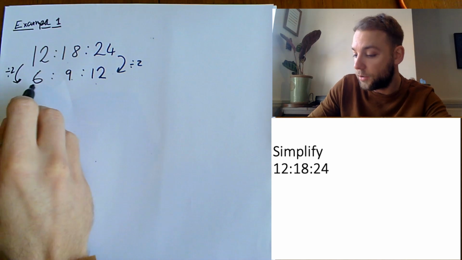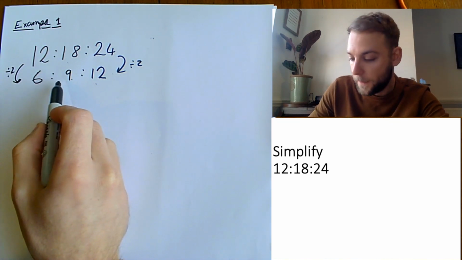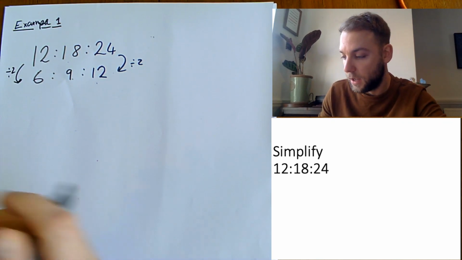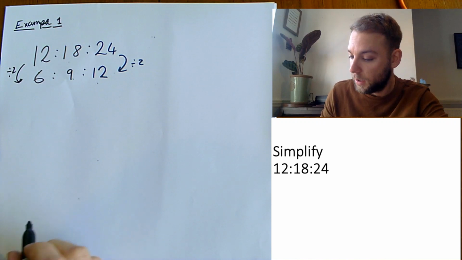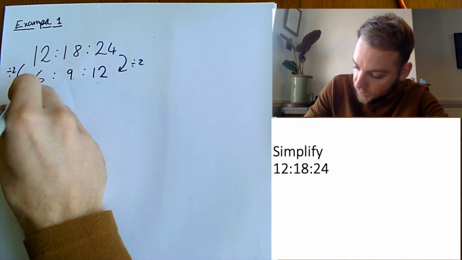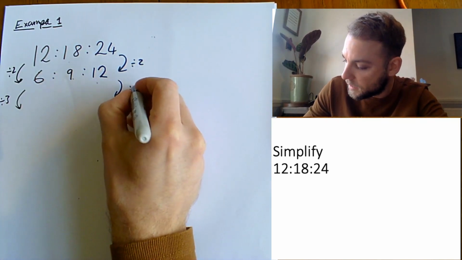Now, you can't halve this one again because of this 9. That would be 4.5, and we want this to be in its simplest form, so we want to make sure that we are keeping these as whole numbers. So what number goes into 6, 9, and 12? Well, the next number that we can think of is 3. So let's have a look at 3. 3 does go in, so let's divide all of these by 3.